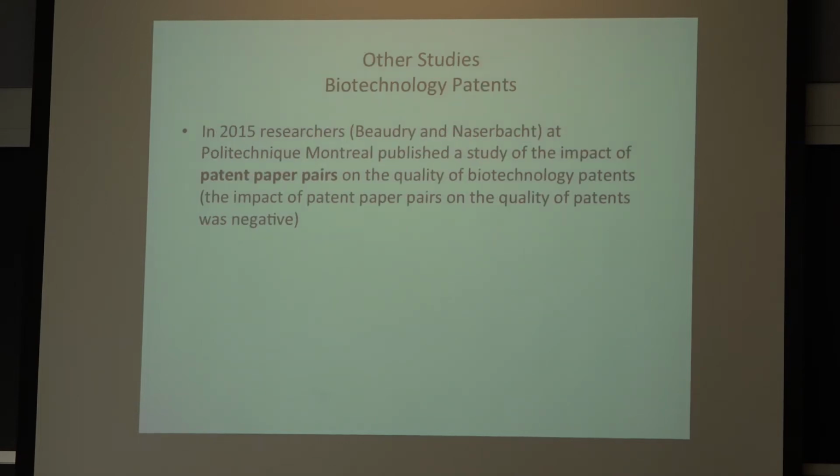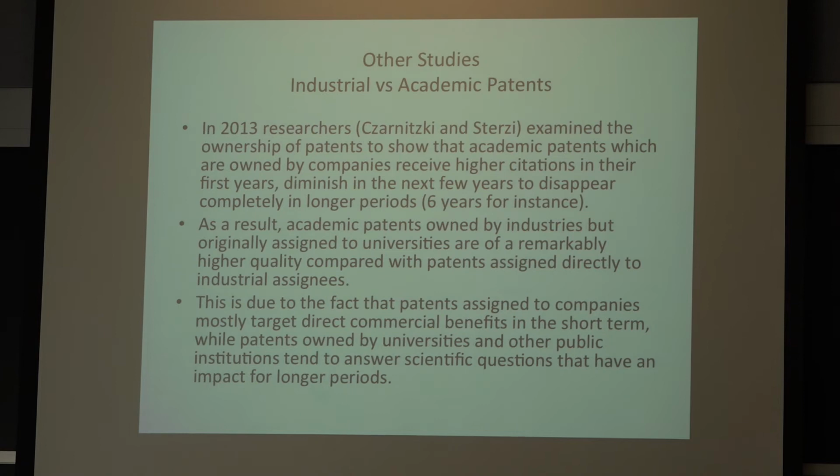And by the way, if you can Google this, I could stand here all day and talk about the studies that have been done on this since the Sloan School study. In 2015, a significant study published by Polytechnique Montreal looked at the patent paper pair's impact on biotechnology patents. What they examined is the ownership of patents, and they found that academic patents owned by companies receive higher citations in their first years, and they diminish over the next few years and disappear completely as time goes on.